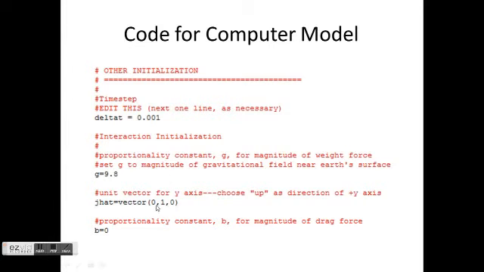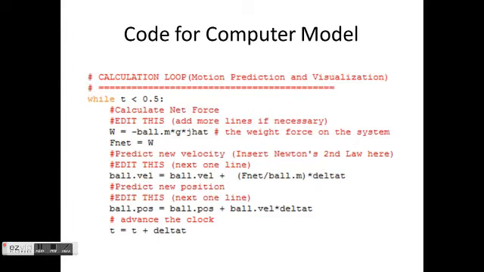J hat was set to be the vector 0, 1, 0 because the gravitational force is only acting in the y direction, and so the x and the z components are both 0. And b is set to 0, which we will use for the model involving both gravity and drag. Since this is only involving gravity, we set a equal to 0. And for the loop involving the model, we set the time to be less than 0.5 seconds because that was the time of our last observation.